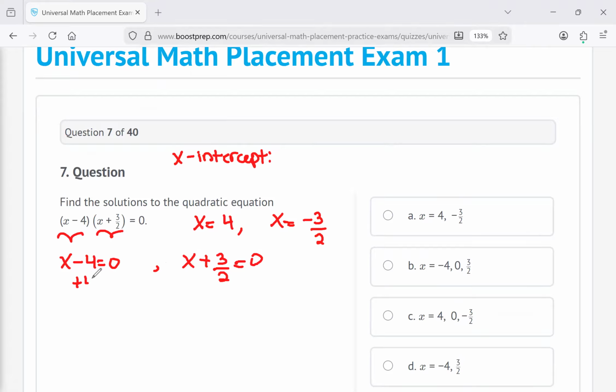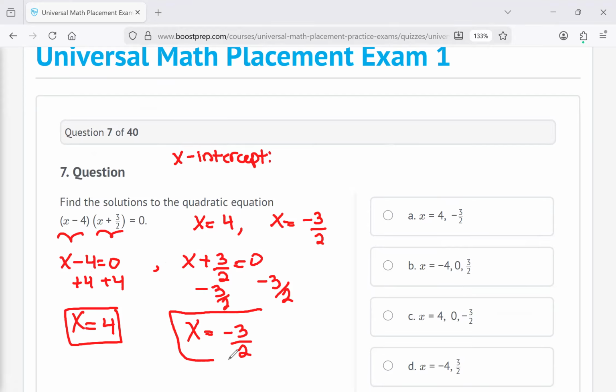So over here, I'm going to have to add 4. That's how I get x equals 4. Here, I'm going to have to subtract 3/2. That's how I got x equals -3/2. Okay, it's that simple. So x equals 4 and x equals -3/2. So that is letter A.